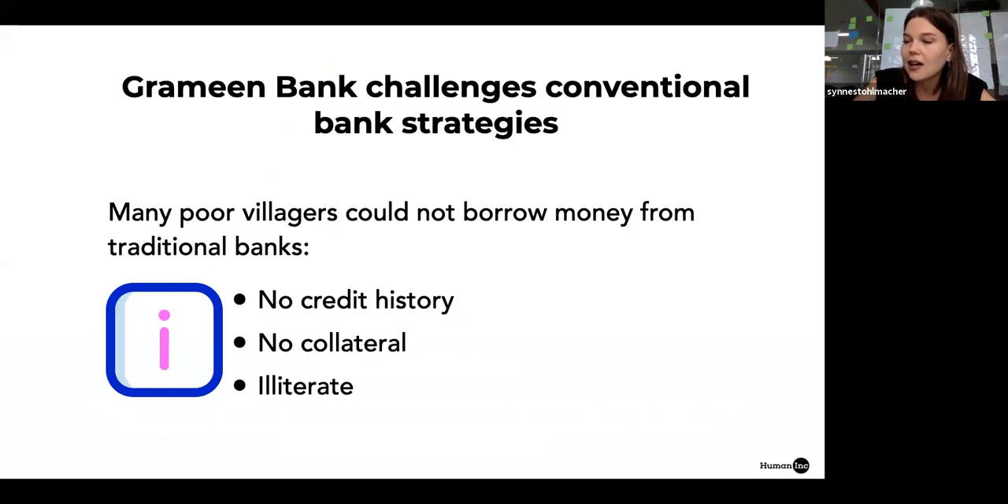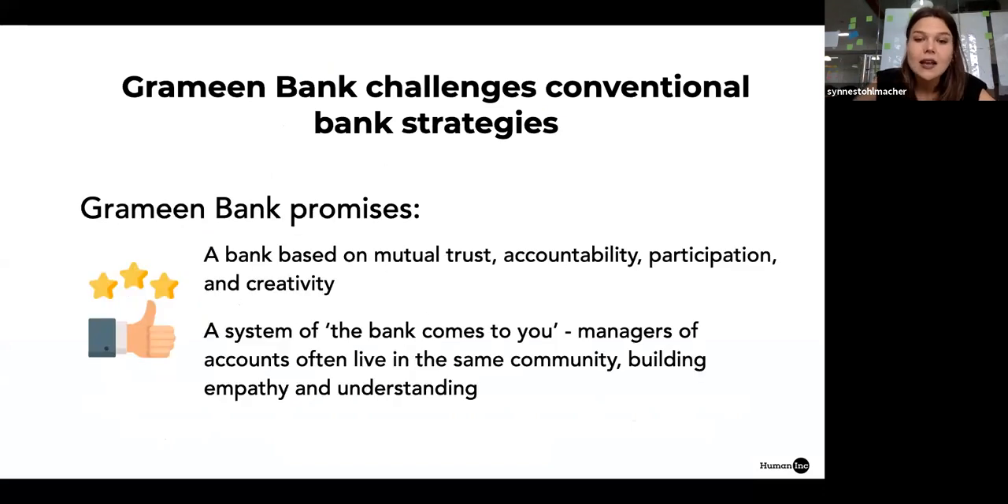Grameen Bank is challenging conventional banking strategies. There are a lot of poor villagers who could never borrow money from traditional banks because they didn't have a credit history, they didn't have any collateral, they were illiterate. So Grameen Bank came in and revolutionized this by promising a bank based on mutual trust, accountability, participation, and creativity. They have a system where the bank comes to you. There are a lot of account managers living in the same communities, building empathy, understanding, and trust. In that way, they're also reducing the default rates of their loans and building some sort of security in an unsecured banking network.